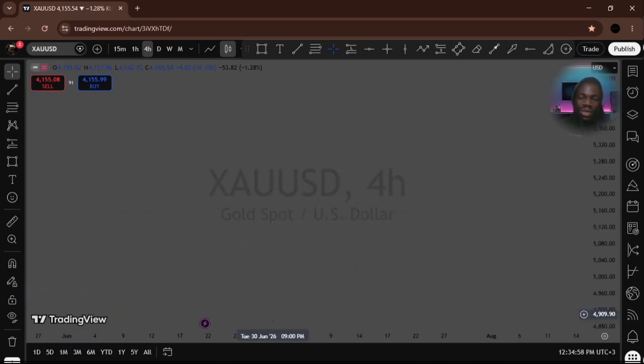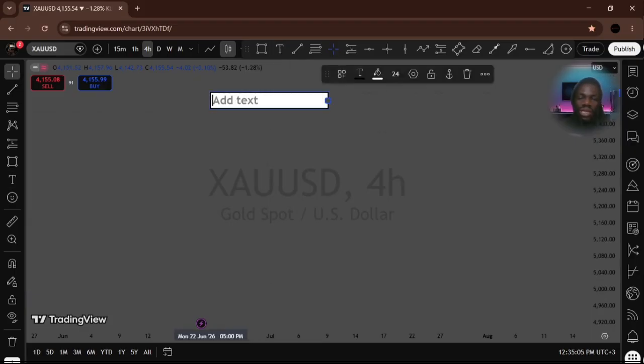We have looked at the introduction. Now we shall look at two types. We are going to look at a bullish SMT versus a bearish SMT. So how does it look like? That's the biggest question. How does it look like?